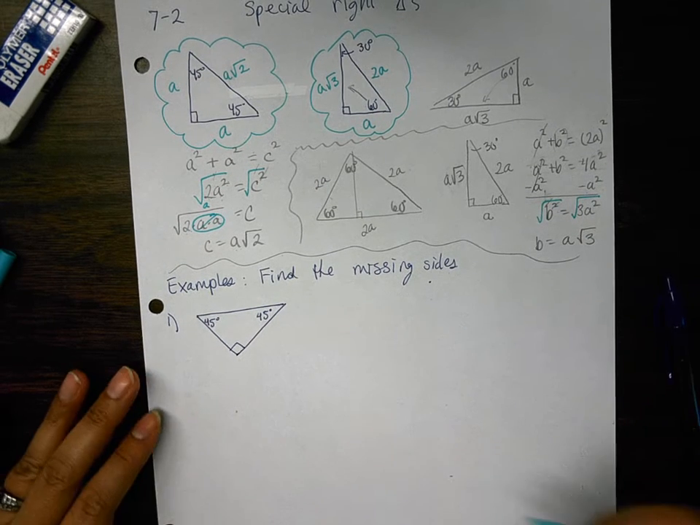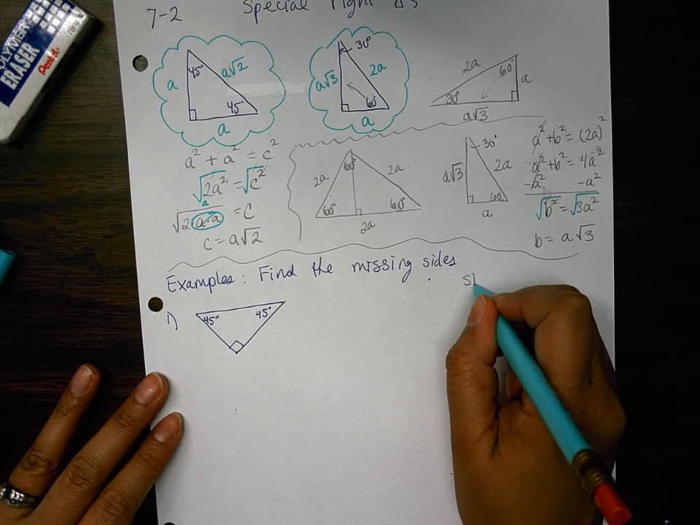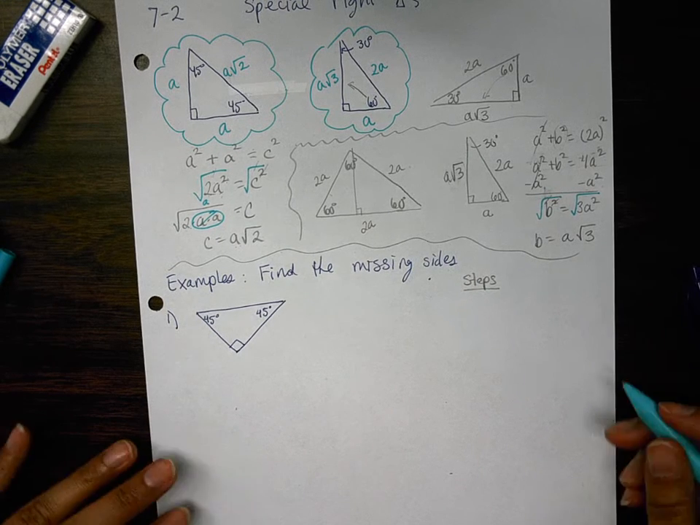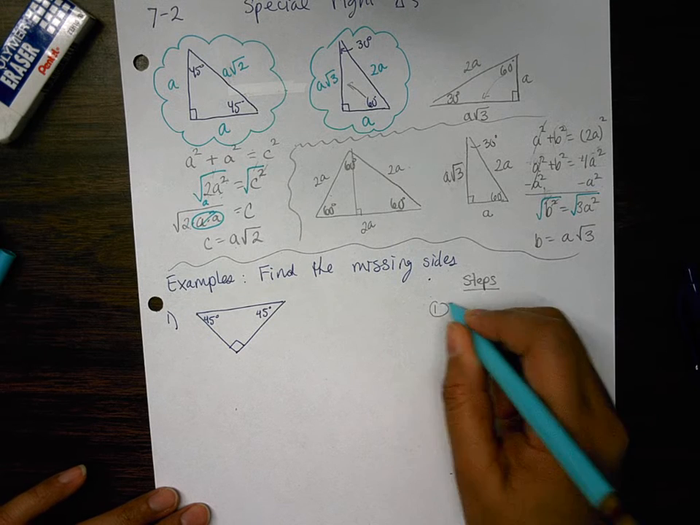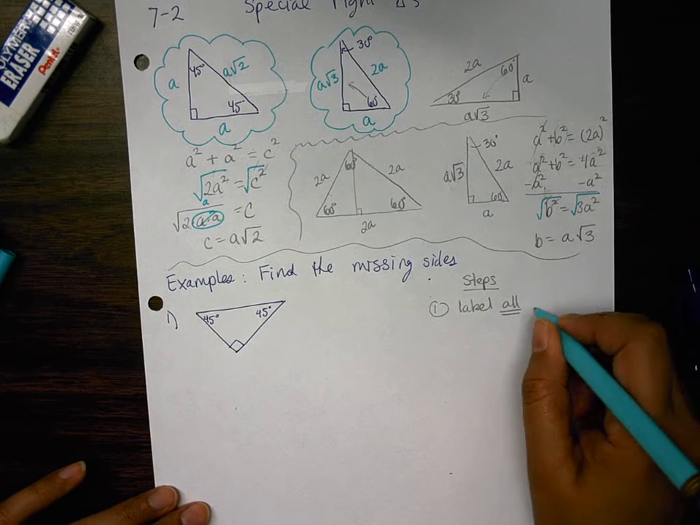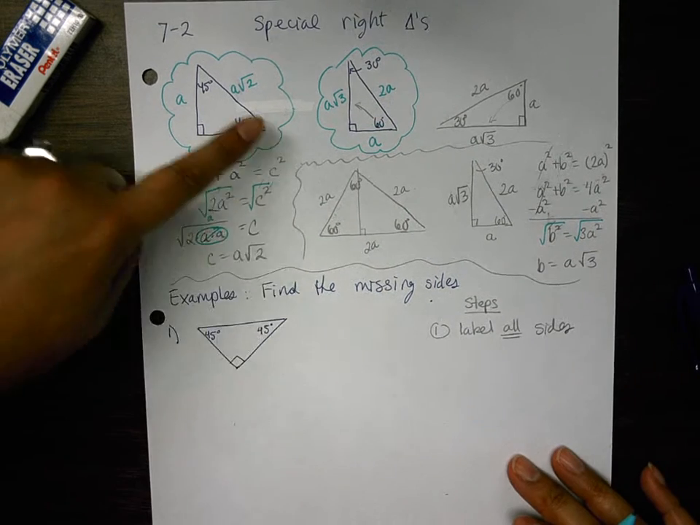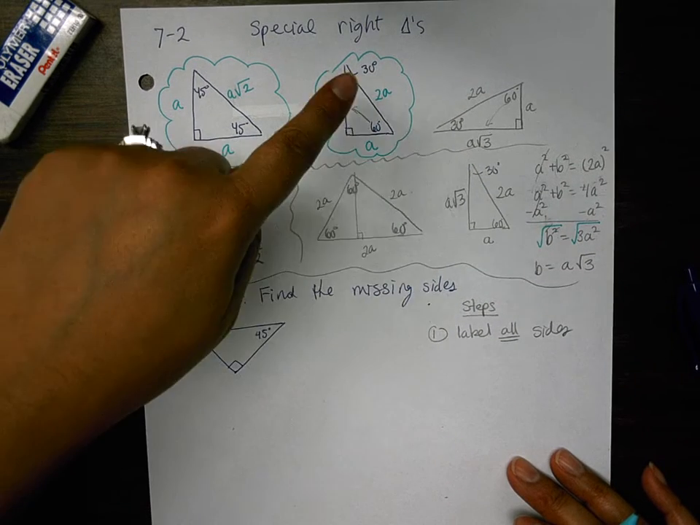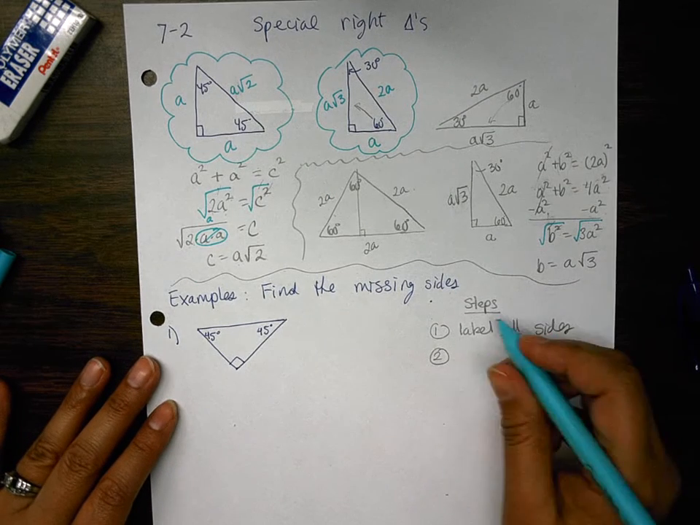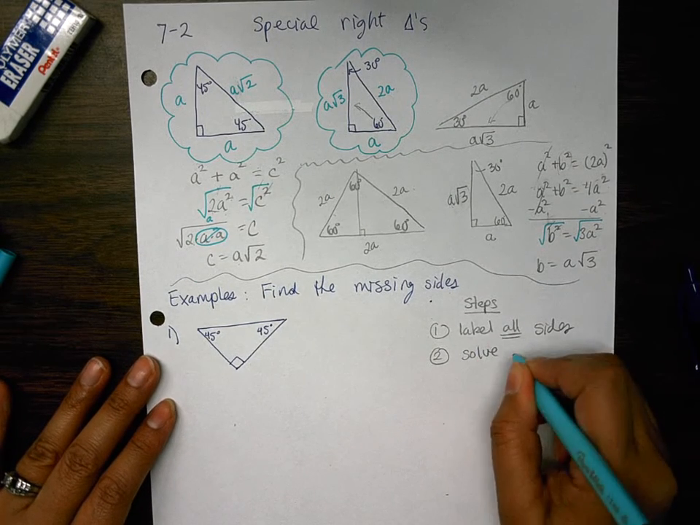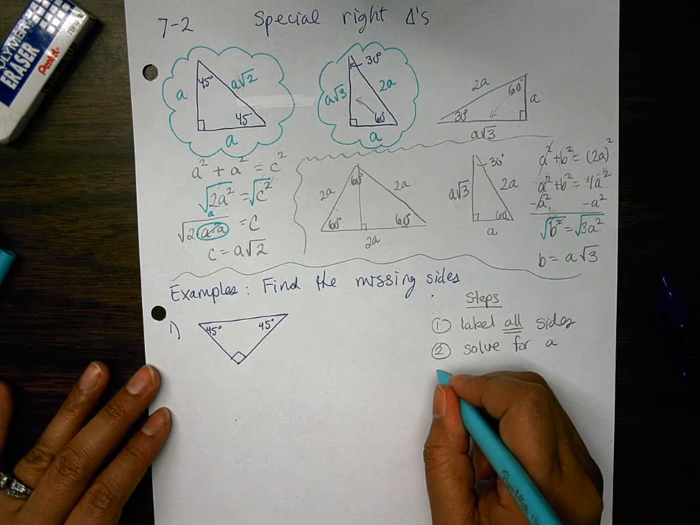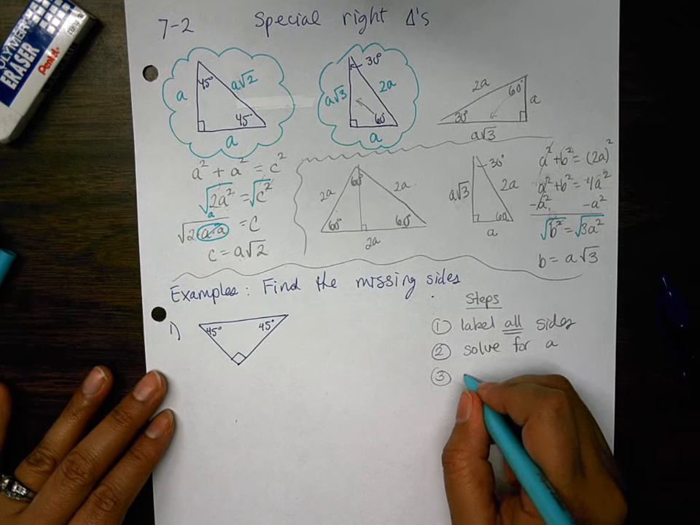Okay, I'm going to quickly give you steps on this side. Steps you're going to use to find your missing sides. Step 1, label all sides. Label all sides using this. A root 2, or A, 2A, A root 3. Step 2, solve for A. Sometimes it's given to you, sometimes you have to do some work. Step 3, find your missing sides.